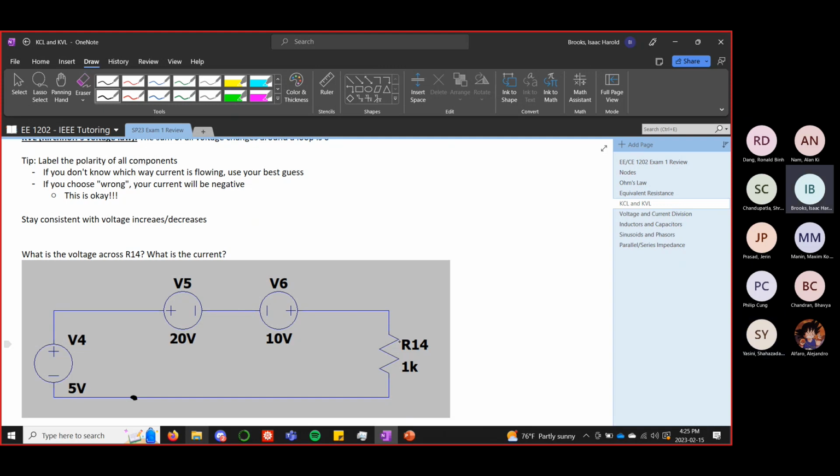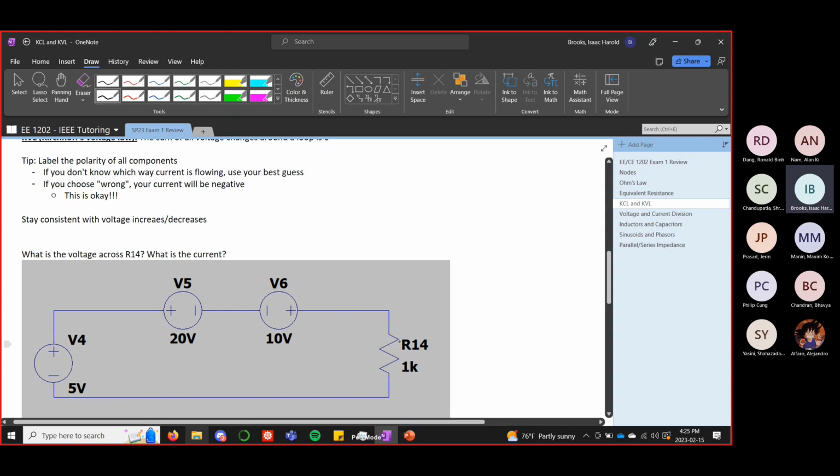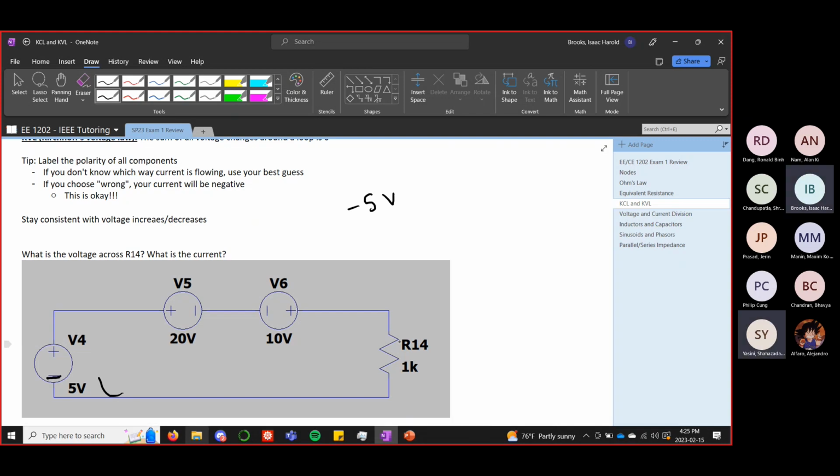Well, the real answer is that it doesn't matter as long as you stay consistent. The way that I always did it was opposite of what everyone else chose to do, which caused me a lot of problems. So we'll call this a minus. So we say minus 5 volts, because we're encountering this minus sign. We'll keep going. If we said minus to this one, then which one to this, plus or minus? Plus, right. We're encountering this plus sign, so we say plus 20 volts. Let's keep going. And then what here? Minus 10 volts.